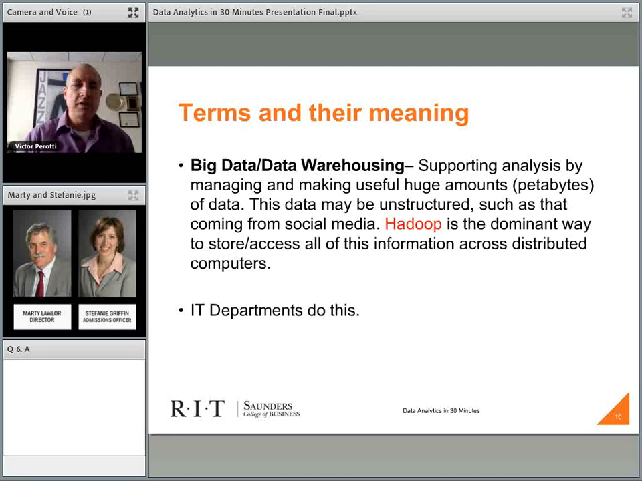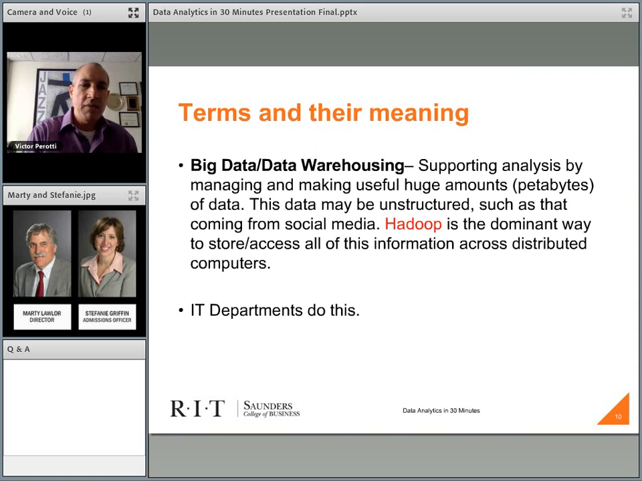Another related term, the second of three buckets that I'm going to talk about, is data warehousing, big data. If you're at a big organization or a medium-sized organization, your IT department probably already does some of this. Hadoop is a dominant way to store big data sets. And almost every successful entry in this space uses Hadoop as a way to store and distribute information across computers. But again, this is something that an IT department does.